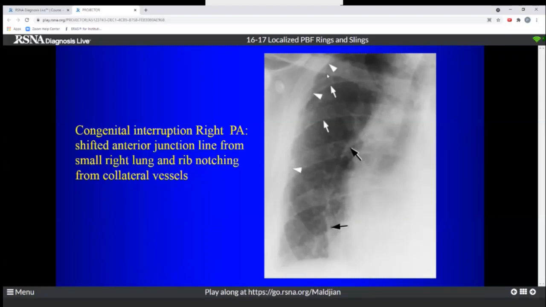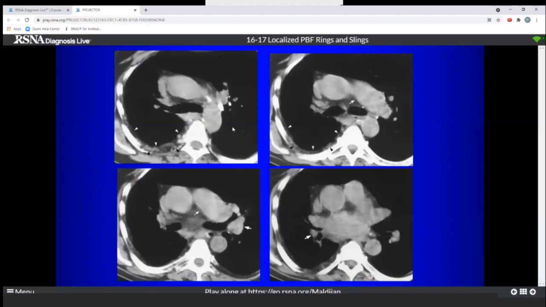So these can be tiny collateral vessels from the periphery. They're arteries trying to supply the lung there. In this case, you can see the left pulmonary artery here. Here's the interlobar pulmonary artery on the left. But notice there is no main right pulmonary artery here. There's congenital interruption of the right pulmonary artery.